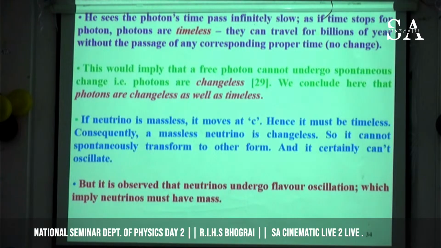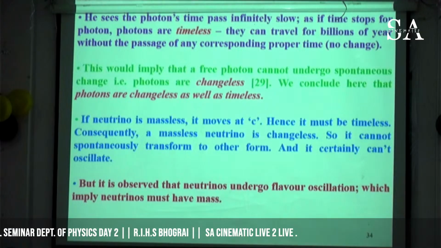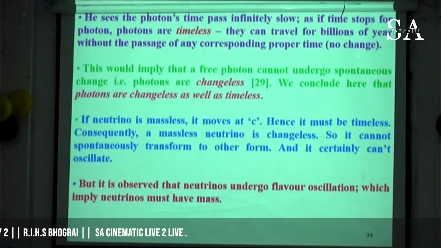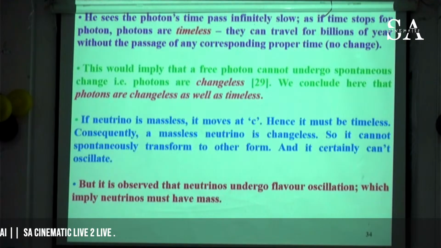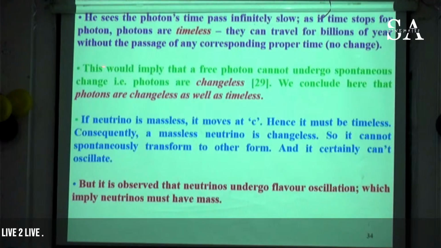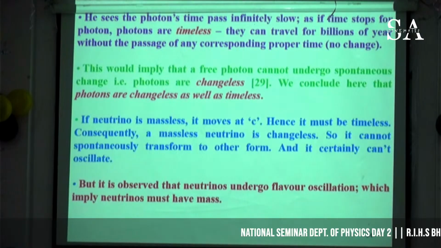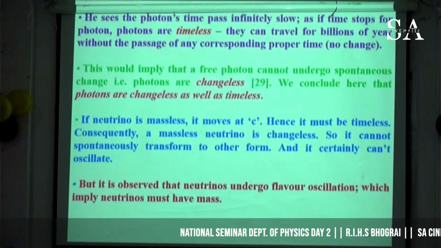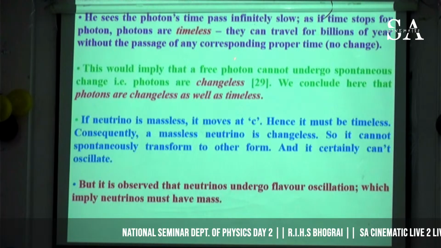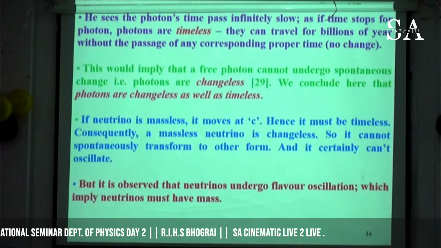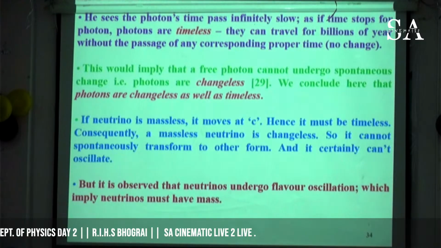So we can say that photons are timeless. If a particle has zero mass, then we can say that it is timeless. That means they can travel for billions of years without passage of time or change. That means they have no change. So a massless particle is timeless and changeless. If any particle is massless, then we can say that it is changeless. That means photons are changeless as well as timeless.